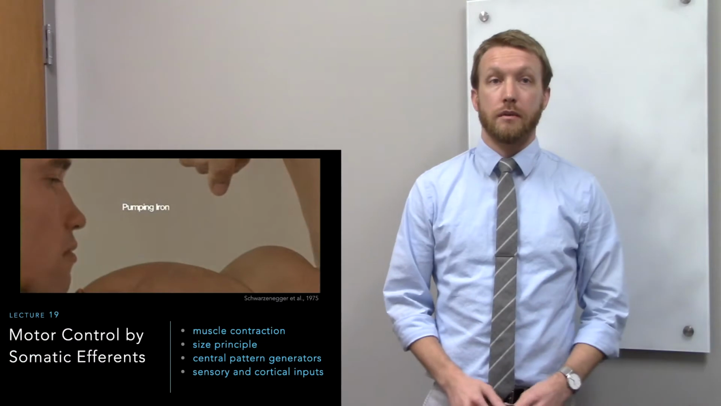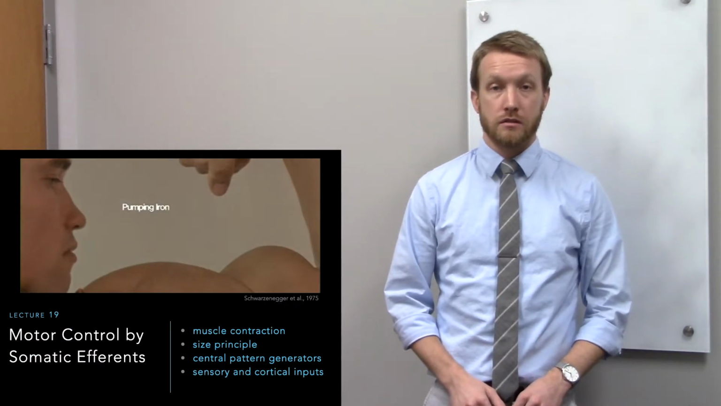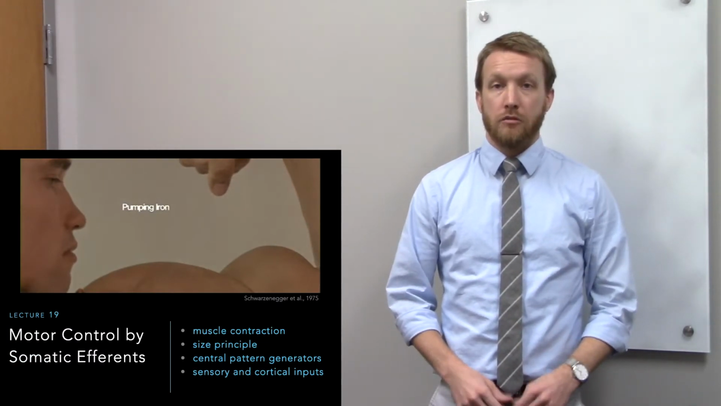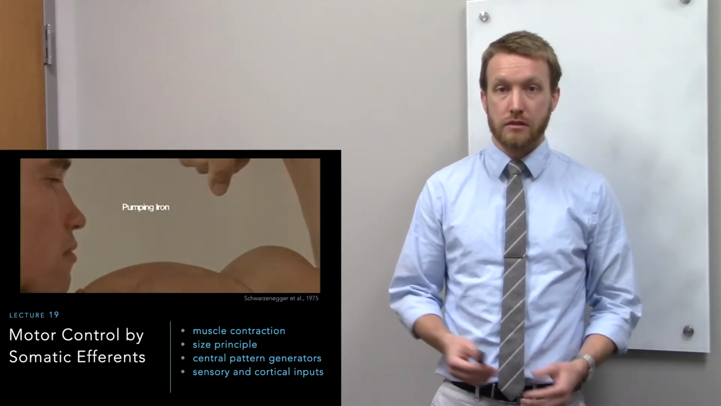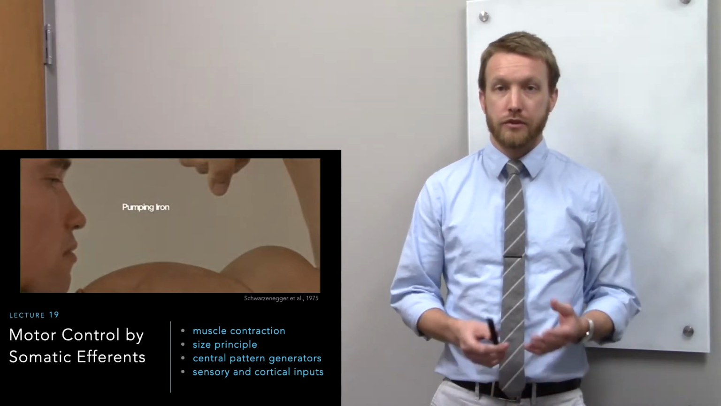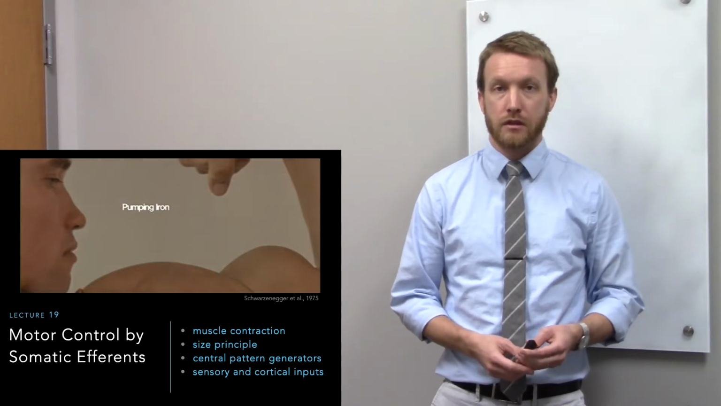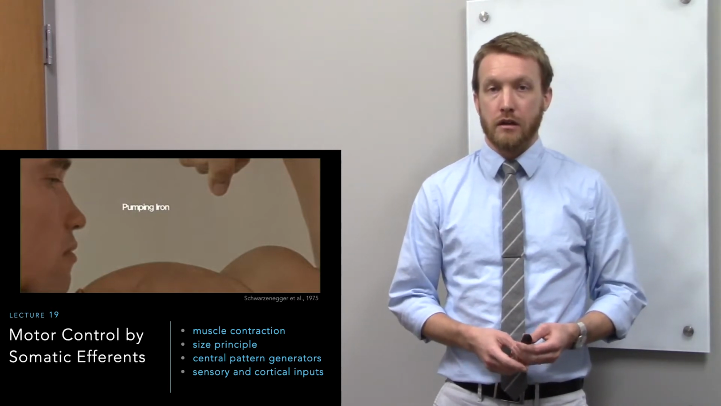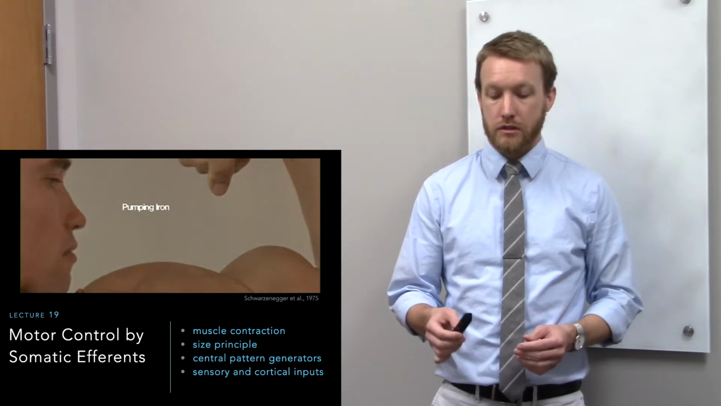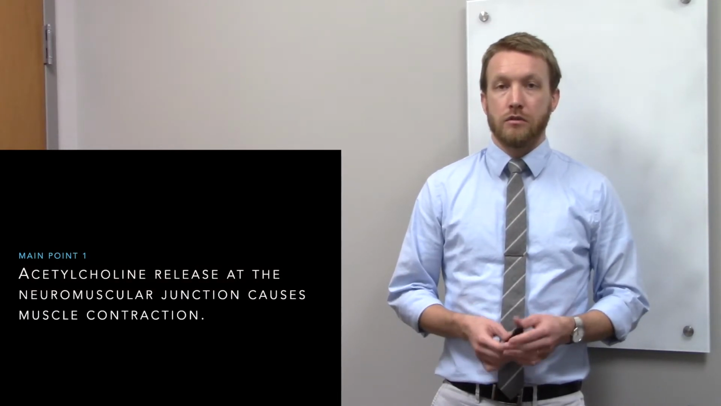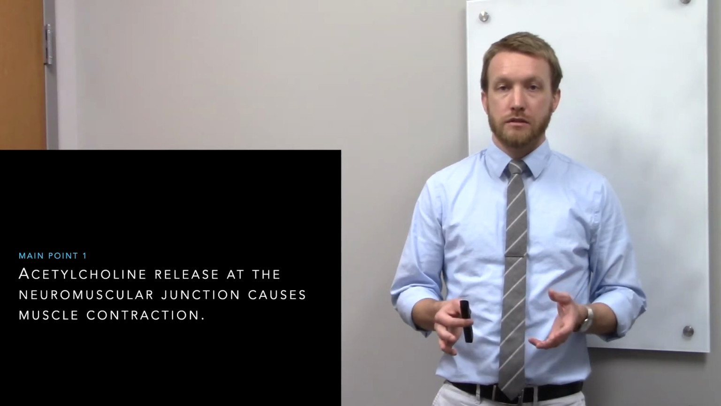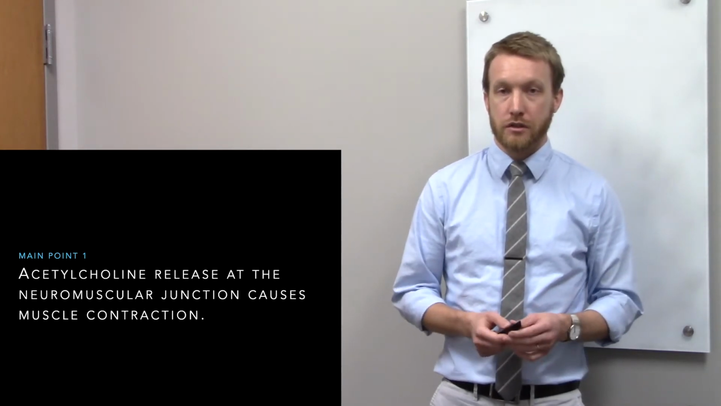In this lecture we're going to talk about the control of muscles. We're going to talk about how muscles contract, the size principle that determines how we recruit muscles in an orderly fashion. We'll review some basic central pattern generators, and then we'll talk about the sensory and cortical inputs that control our somatic efferents. So the innervation of the muscles is going to occur at neuromuscular junctions.